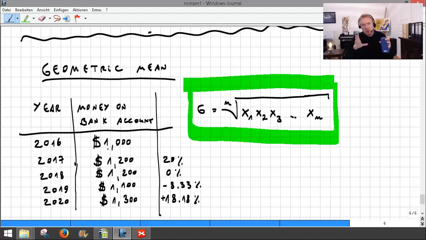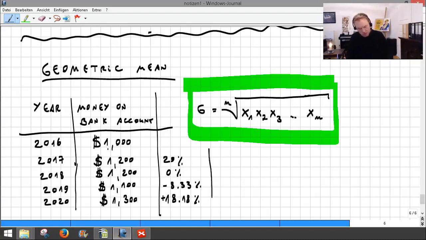Now, we want to know the average increase or average decrease of the money on this bank account. If we compute the arithmetic mean of those percentage changes, we'd be dead wrong. Why? We'll show in this video. The geometric mean deals with an average value, with a mean of increases or decreases, so it deals with the mean of percentage points.